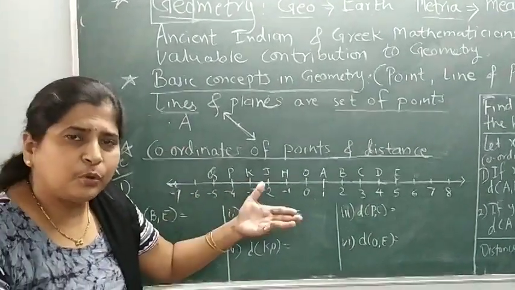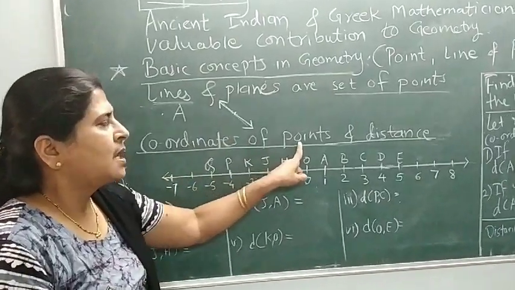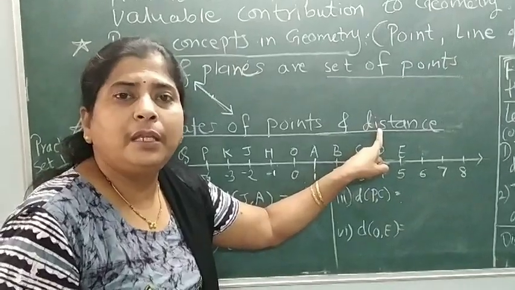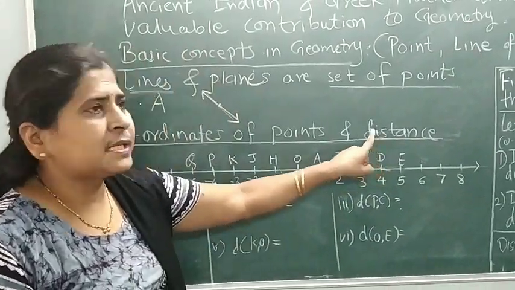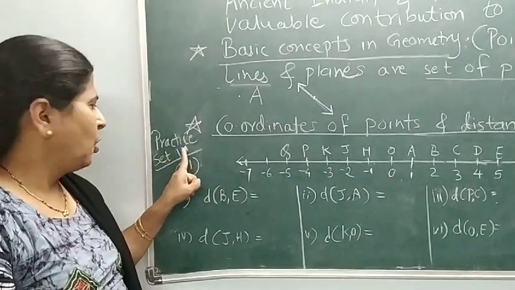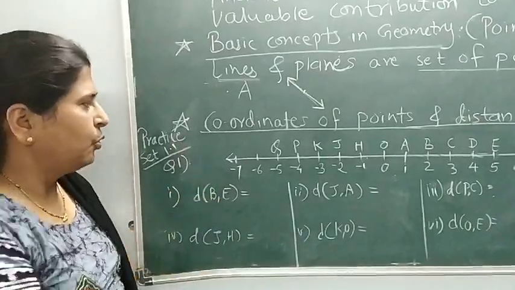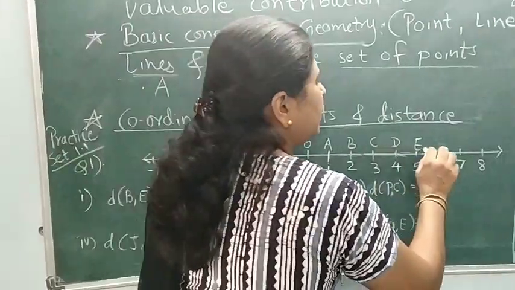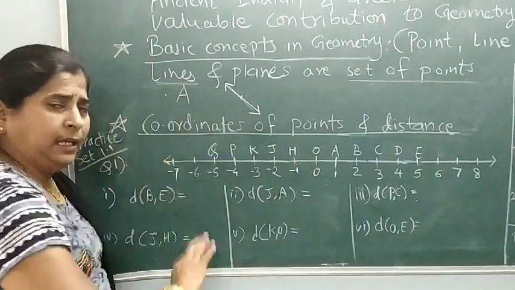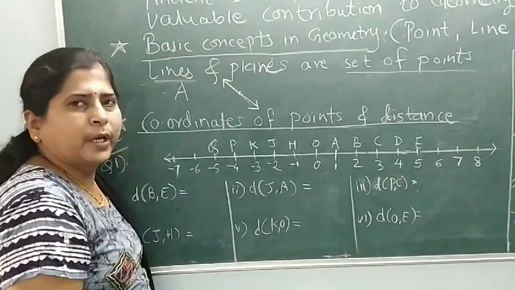Now let's come to the next concept. What is the meaning of coordinate of a point and how does it help to find the distance between any two points? For this, I am going to take help of Practice Set 1.1, question number 1. In this question of your textbook, a number line is shown. I have drawn exactly the same number line with certain names of the points over it.